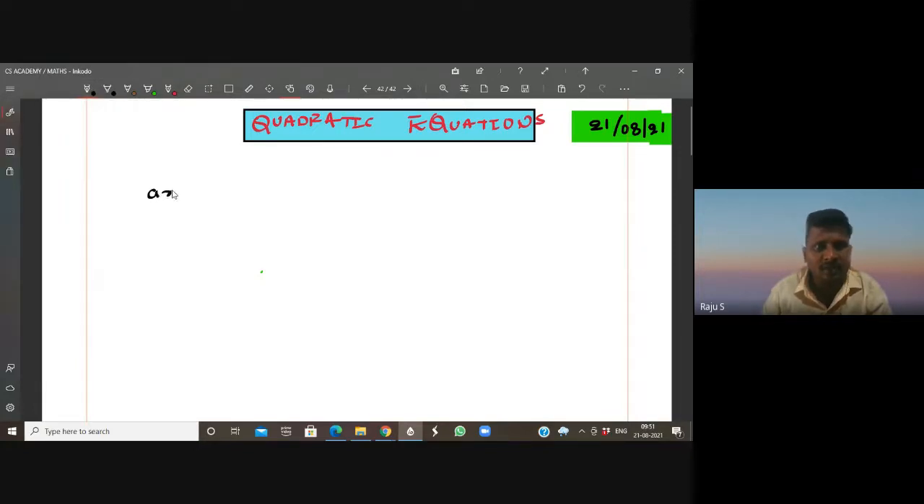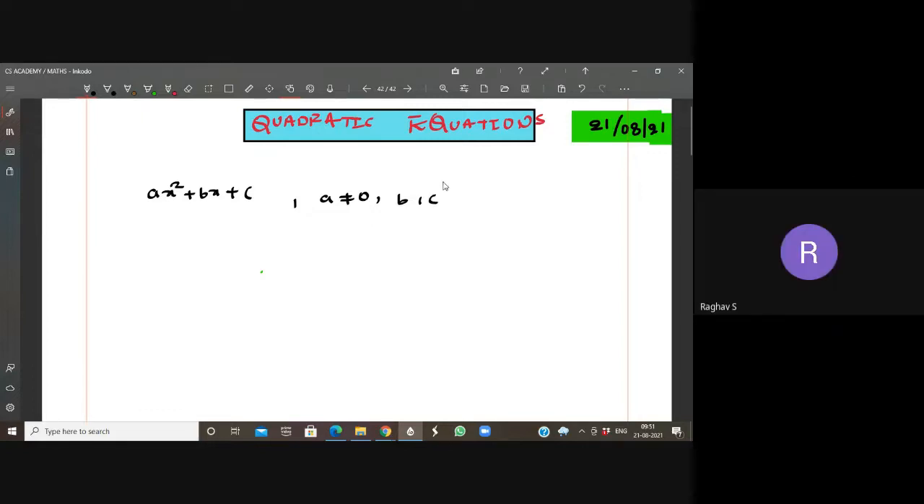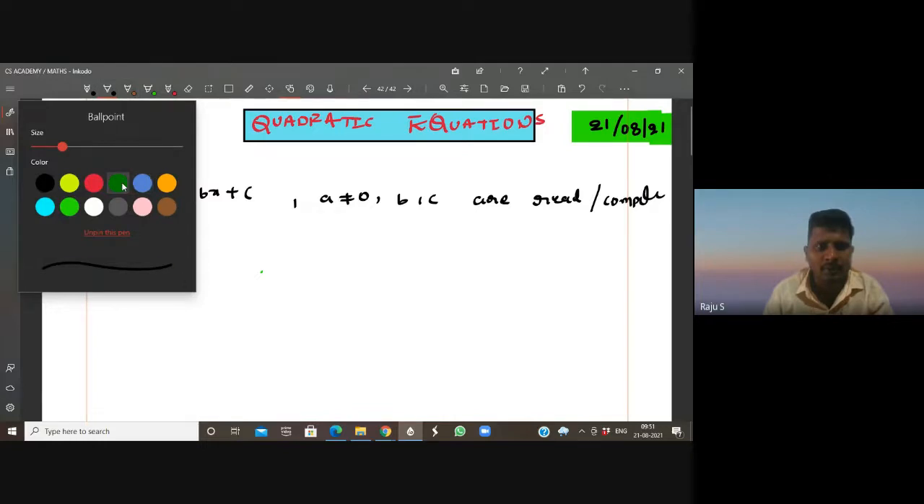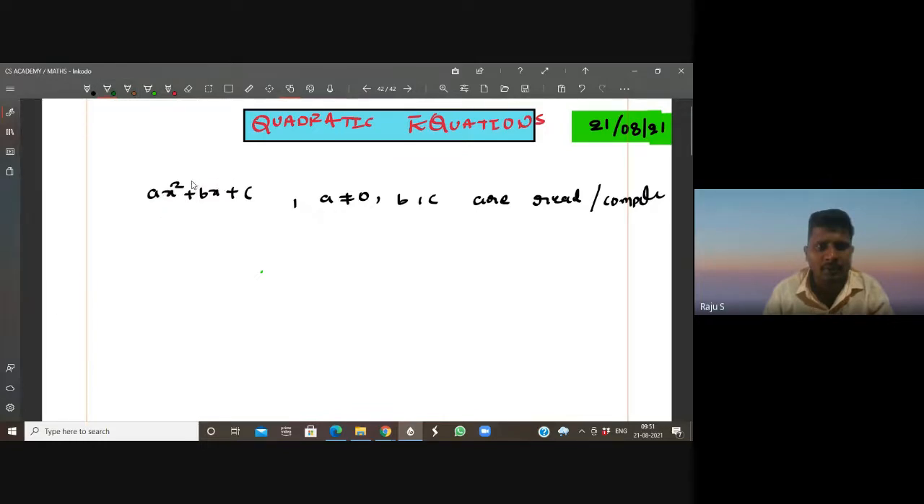See, if I take ax square plus bx plus c, is this an expression or an equation? Here a should not equal 0, and b, c are any two constants. It is an expression. Here the coefficients a, b, c are constants, and they may be real or complex, right? So this is an expression.